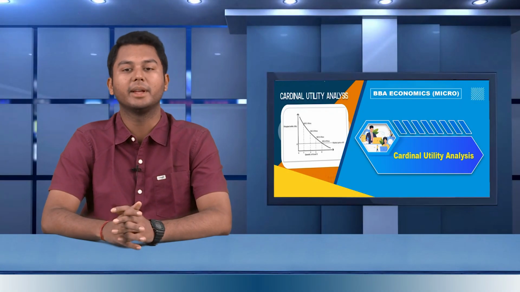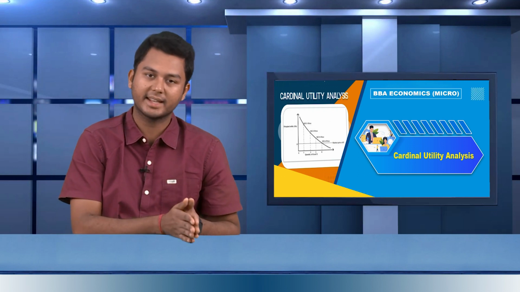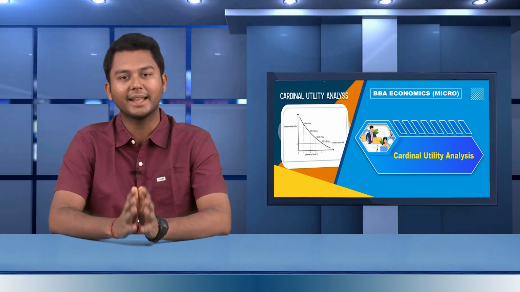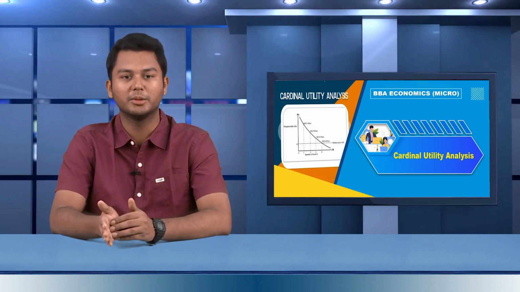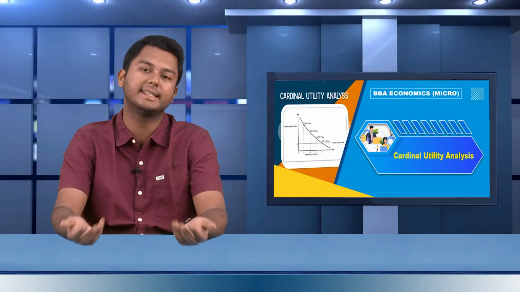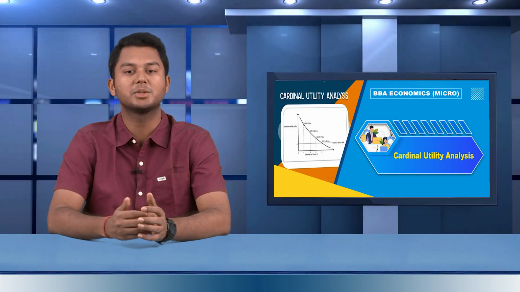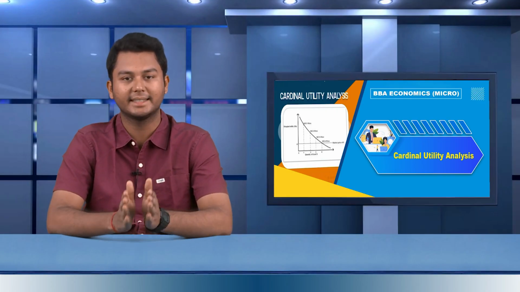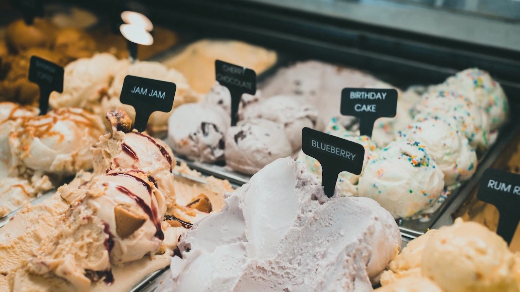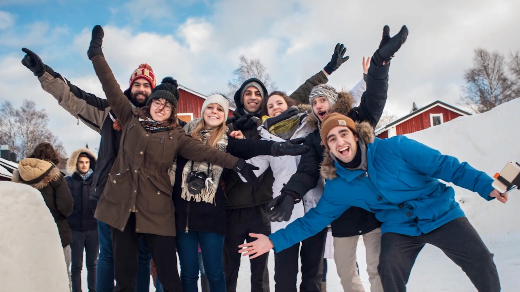It is created when goods are moved from one place to another, that is, from where they are produced to where consumers need them. A smartphone manufactured in China becomes more valuable when it reaches the store in your city because you can now easily purchase it. Then we have time utility, which happens when goods are made available at the right time. Ice cream has a higher utility during summer, while warm clothes provide more satisfaction during winter.